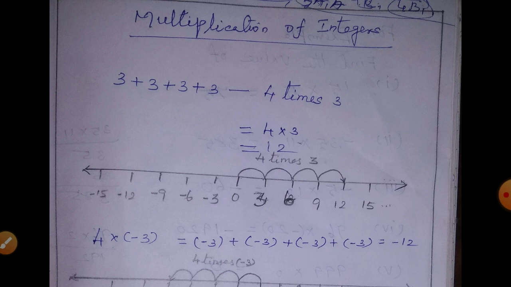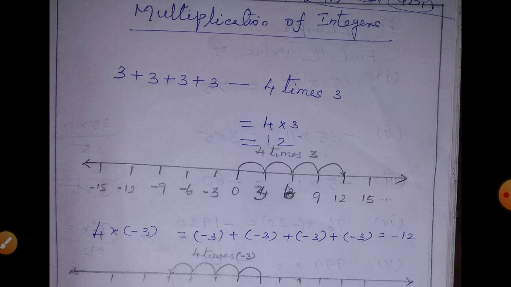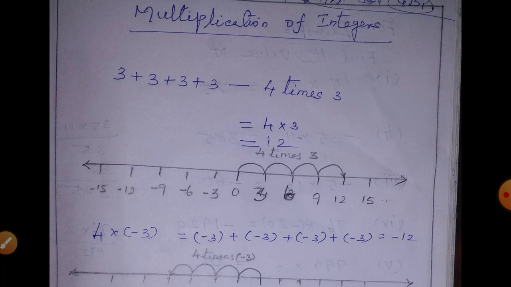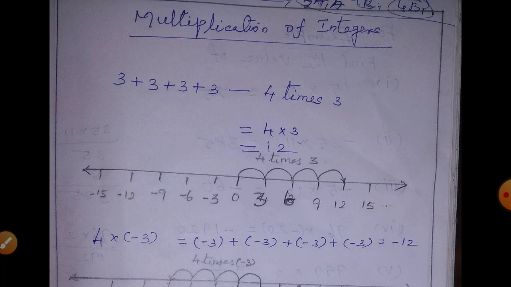Today's topic is multiplication of integers. In this presentation we are going to discuss the multiplication of integers. First, the basics of multiplication. Multiplication is nothing but repeated addition. For example, 3 plus 3 plus 3 plus 3, which is 4 times 3, that is 4 into 3 is equal to 12.